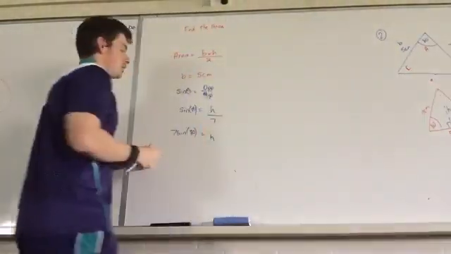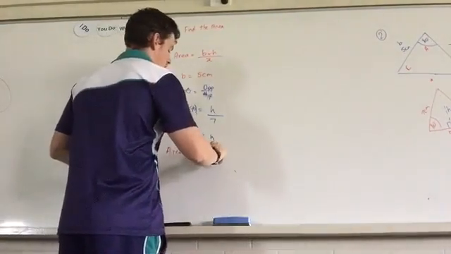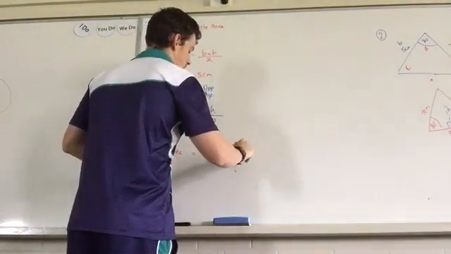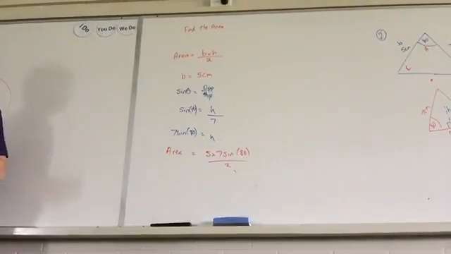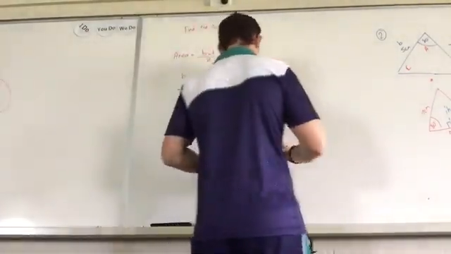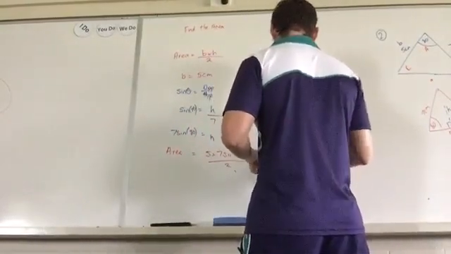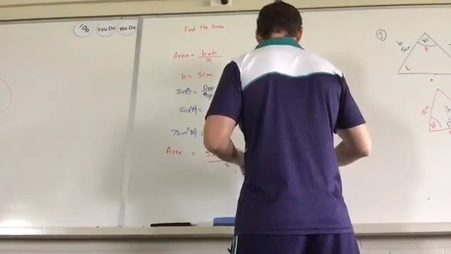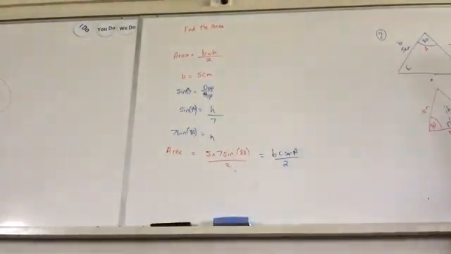So, the area of this triangle equals 5 times 7 sine 80 over 2, which we could write as the rule BC sine A over 2, not theta. Does that make sense or not? Let's talk about the sine rule.